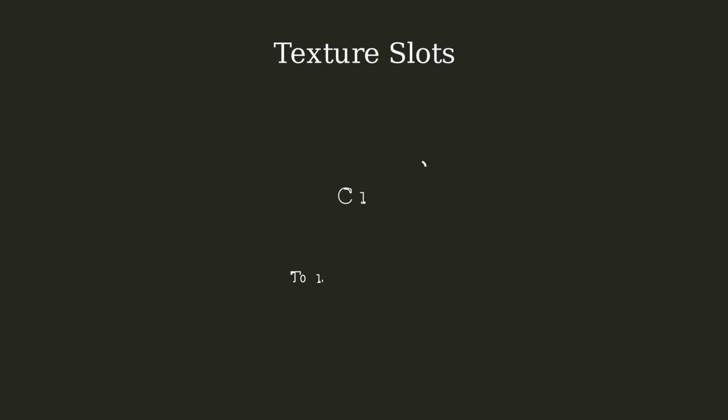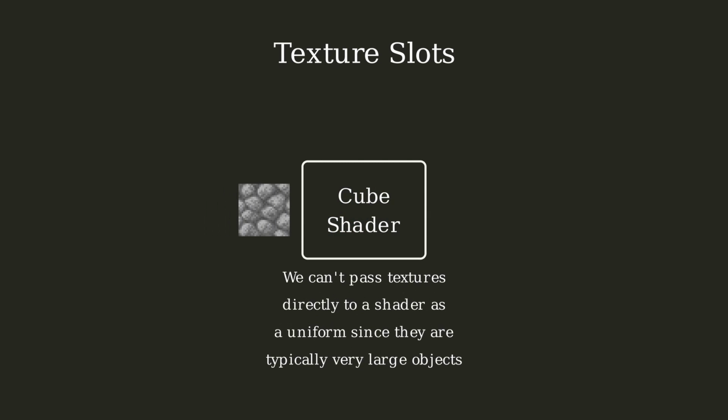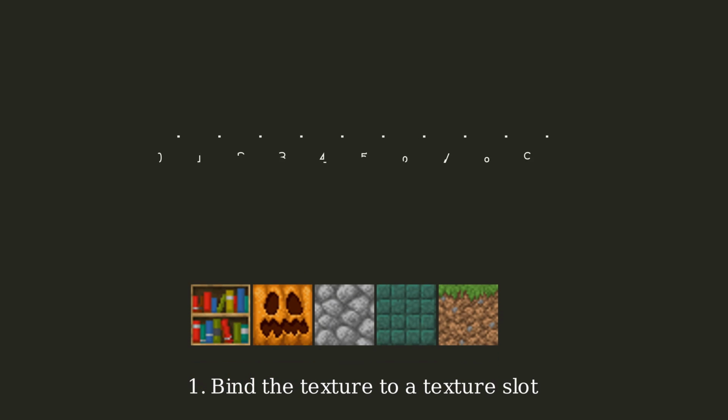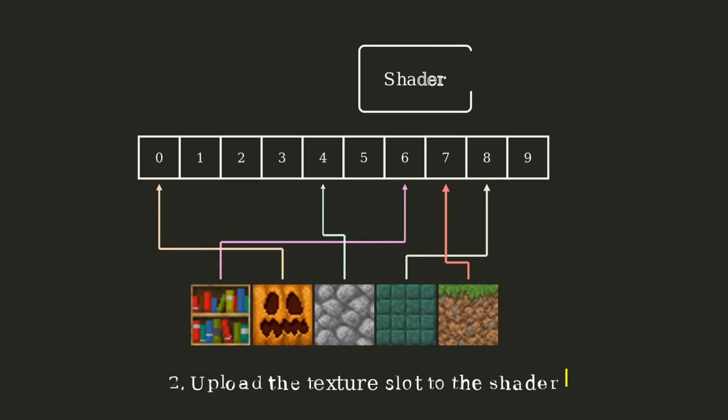One other concept that OpenGL introduces to us is texture slots. Whenever you want to use some textures, you need to make those textures visible to the shader somehow. Since textures are not small objects like integers, we can't just upload a uniform variable that represents the texture. Instead, we can upload an integer that represents the texture slot. So, whenever we'd like to use a texture in a shader, we usually go through two steps. First, we bind the texture to a texture slot. Next, we upload the texture slot to the uniform variable.